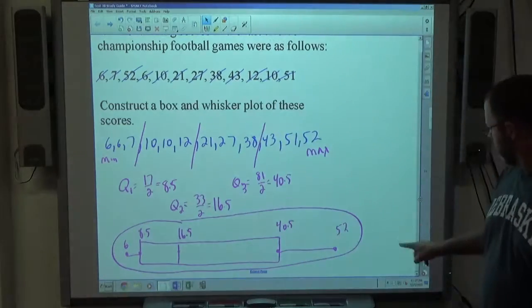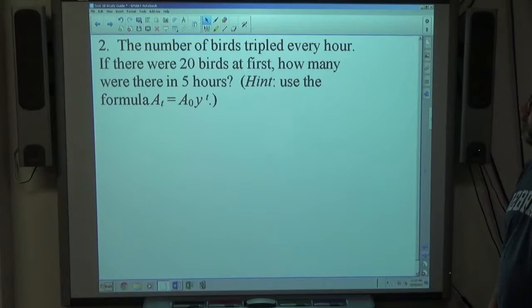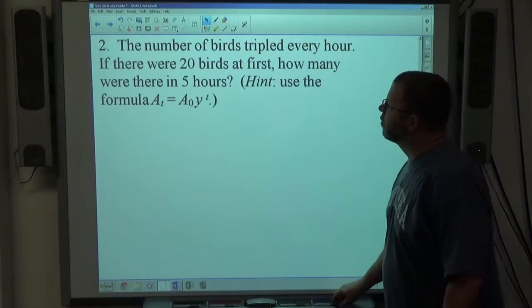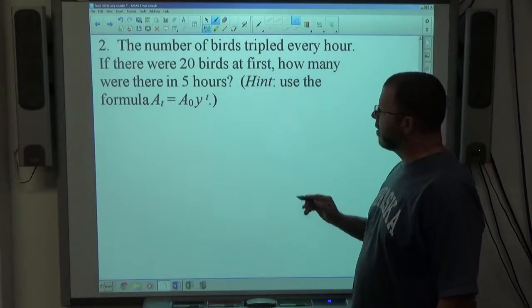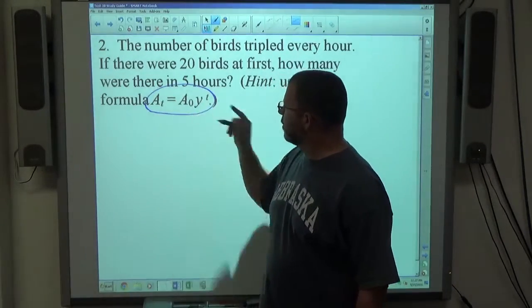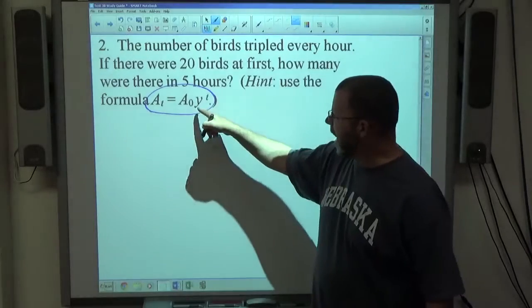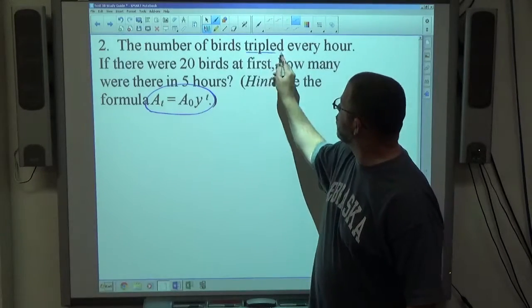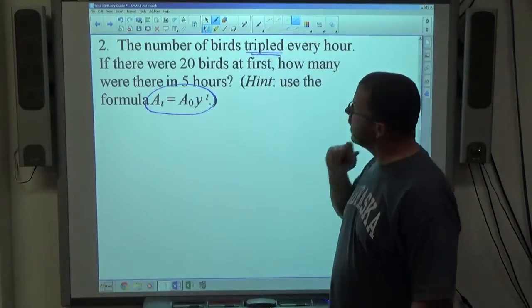Number 2, the number of birds tripled every hour. There were 20 birds at first. How many were there in 5 hours? So we're going to use this formula. A sub t is the final amount of birds. A sub 0 is the initial amount of birds. Y is how we're changing. In this case, it says tripled every hour, so y is going to equal 3.